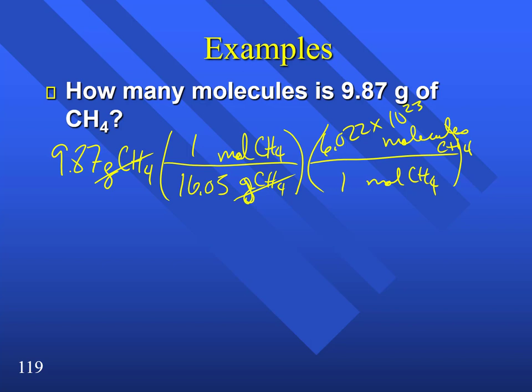So I take 9.87 divided by 16.05 times 6.022 EE 23 equals. Start off with 3 sig figs in the 9.87, 4 in the 16.05, 4 in the 6.022, so I only have 3 in my answer. So that is 3.70, got to keep the 0, times 10 to the 23rd molecules of CH4.